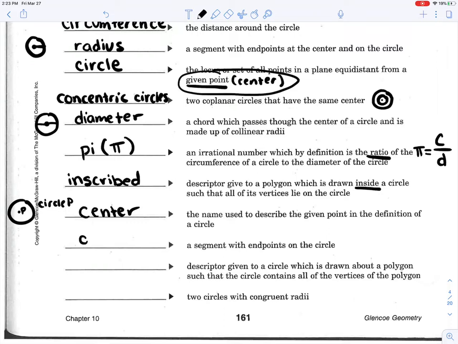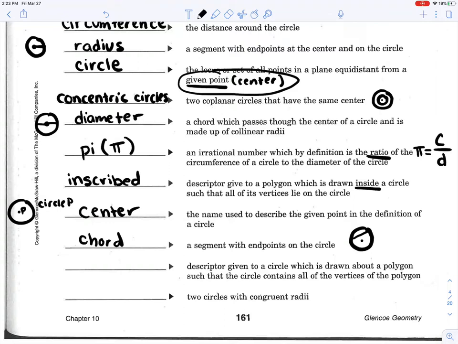A segment with endpoints on the circle is a chord. Notice the difference in the definition between a chord and diameter. A diameter is a chord that specifically goes through the center. A chord is any segment that has endpoints on the edges of the circle. So a chord does not have to go through the center, whereas the diameter does. So every chord is not a diameter, but a diameter is a chord.